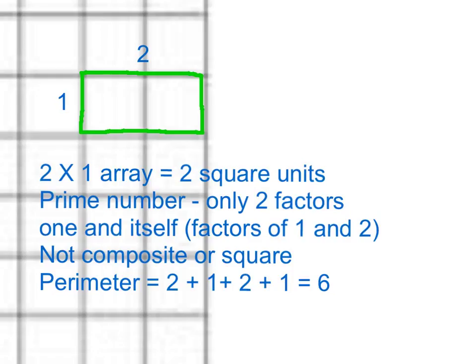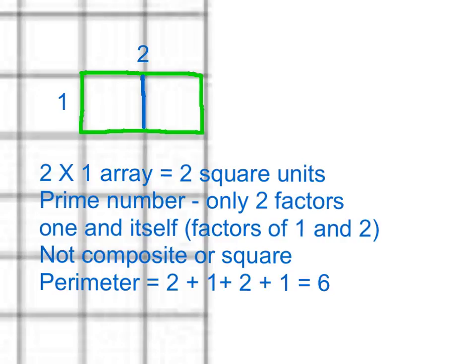When I see this 2 by 1 array, what I want to make sure you understand is that we have 2 square units in the array, 2 shapes of the same size, so we call it a 2 square unit array. That doesn't mean the array itself is square. This is a prime number because it has the factors of 1 and 2, factors of only itself and the factor of 1. It is not composite because it doesn't have more than 2 factors, and it is not square since this array makes a rectangle but not a special rectangle called a square.